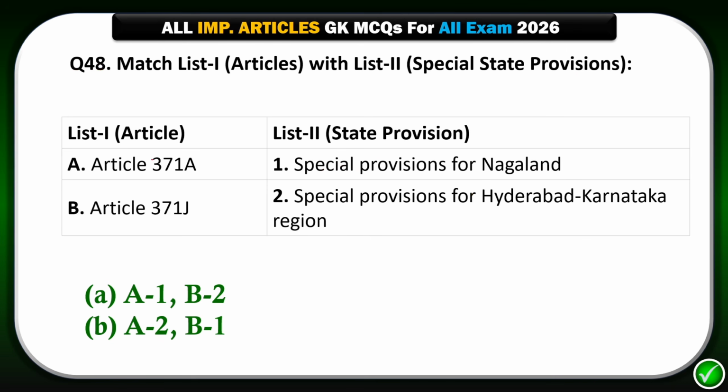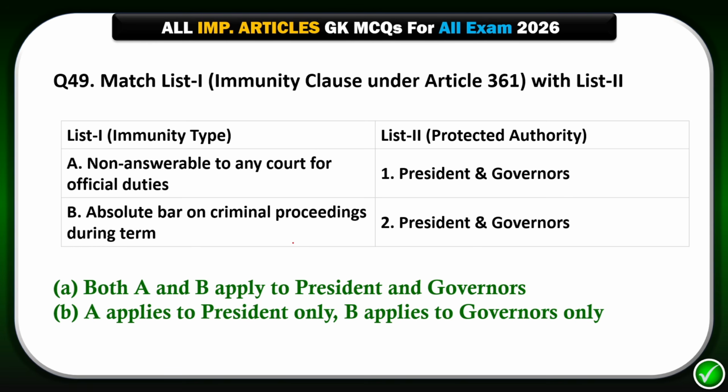Okay. Question number 48. Match list 1 articles with list 2 special state provisions. Article 371A, Article 371J. A1, B2, A2, B1. Option number A, A1, B2. Article 371A, special provisions for Nagaland. 371J, special provisions for Hyderabad Karnataka region.